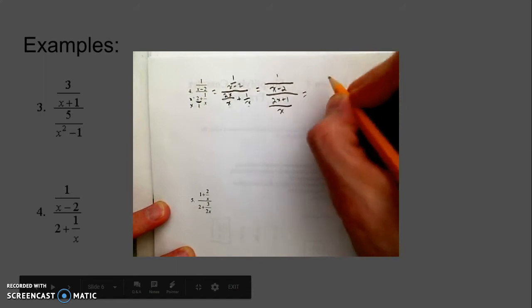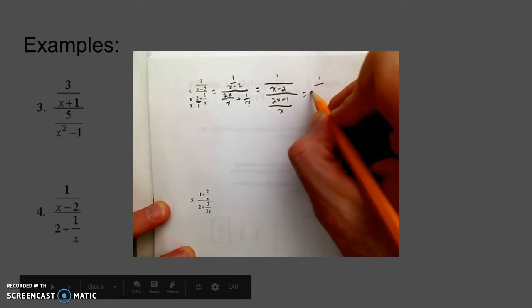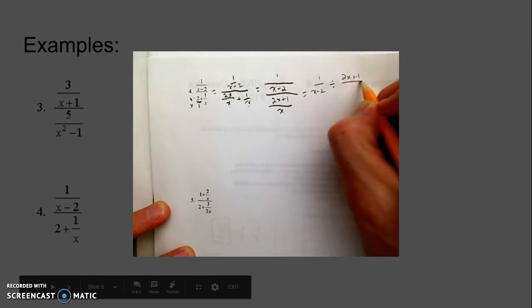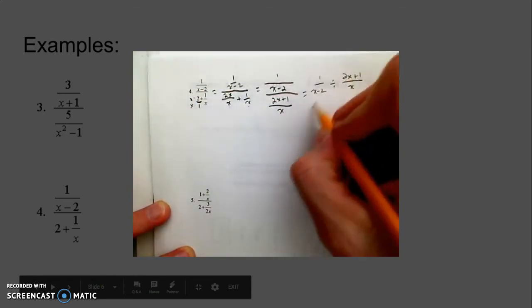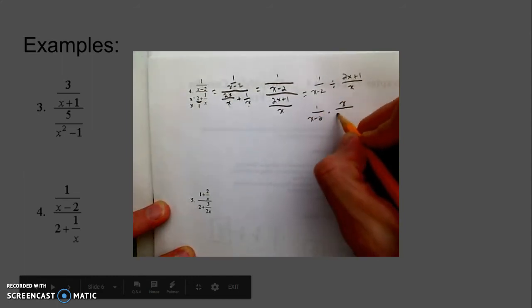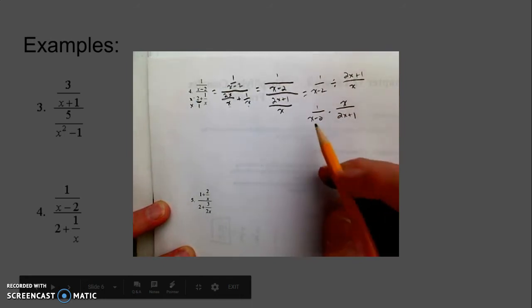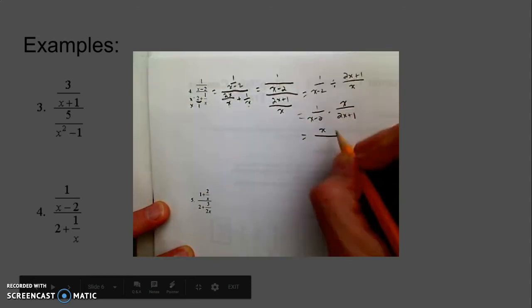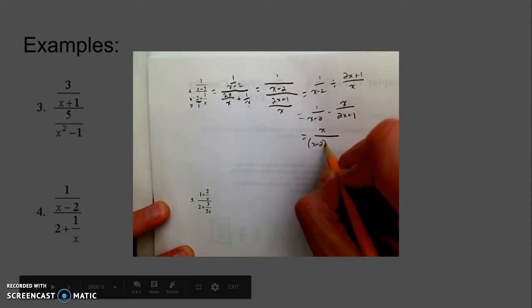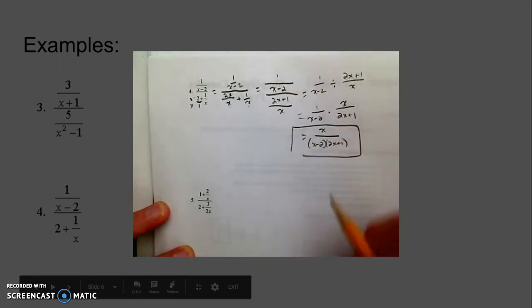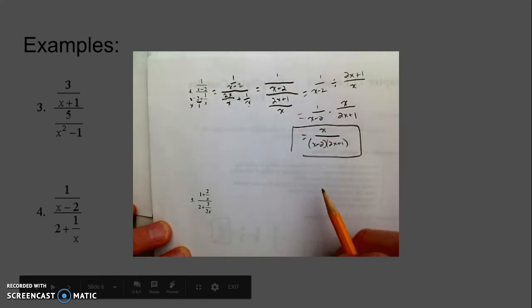Now I can rewrite this as a horizontal division problem. 1 over x minus 2 divided by 2x plus 1 over x. Now let's multiply it. All right, anything here where there are common factors that I can divide out? I don't see any. So my numerator is x. My denominator, I can actually leave in factored form this way, and that will be just fine.